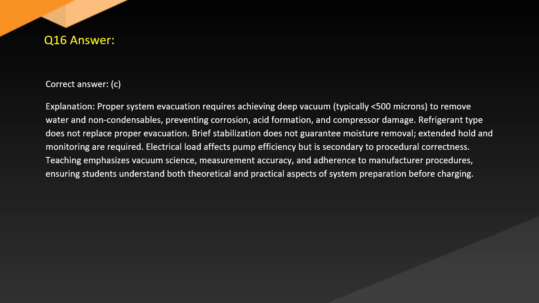Answer. Correct answer: C. Explanation. Proper system evacuation requires achieving deep vacuum, typically 500 microns, to remove water and non-condensables, preventing corrosion, acid formation, and compressor damage. Refrigerant type does not replace proper evacuation. Brief stabilization does not guarantee moisture removal.